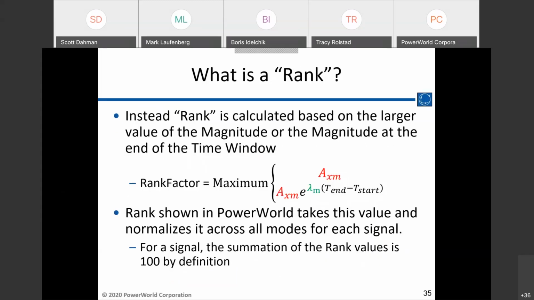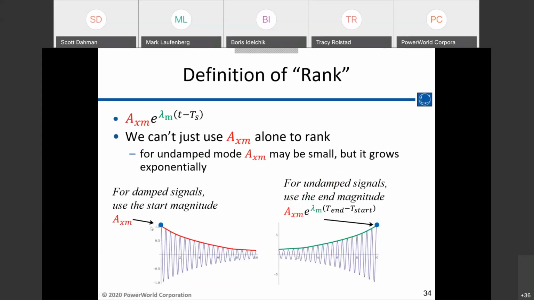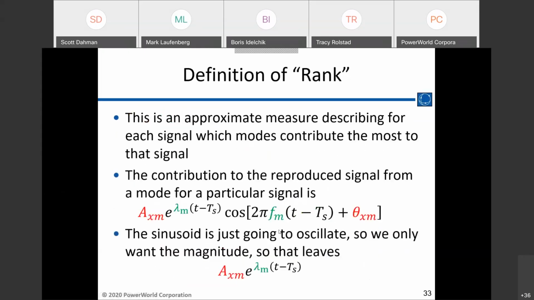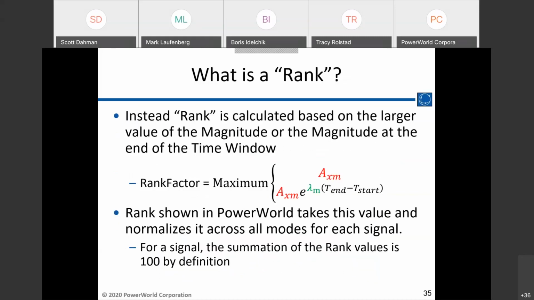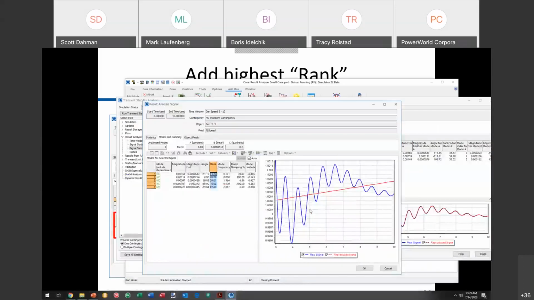So if the signal is damped, we'll use the magnitude. If the signal is not damped, we'll use the magnitude times the damping at the end of the time window. And so the rank factor internally will be calculated from that. Simulator will then sum them up and normalize them and present to you a rank that sums up to 100. So that's what this rank is coming from.